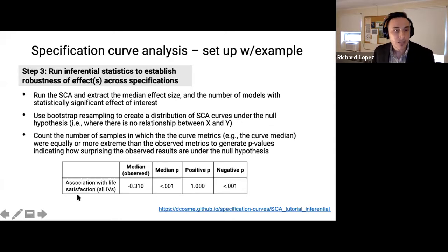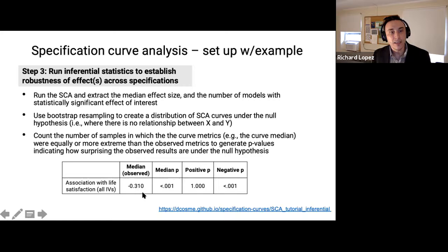So here, looking at all the IVs, overall they have a median negative association of negative 0.31, and a more extreme median effect across all the model specifications in the bootstrapped samples, where you're just resampling the data where there's no effect, happens very rarely. So that's the two-tailed version. And then all the other effects are essentially positive, and again it's very rare that you'd see a more extreme effect. So these are the one-tailed stats that come out of this.